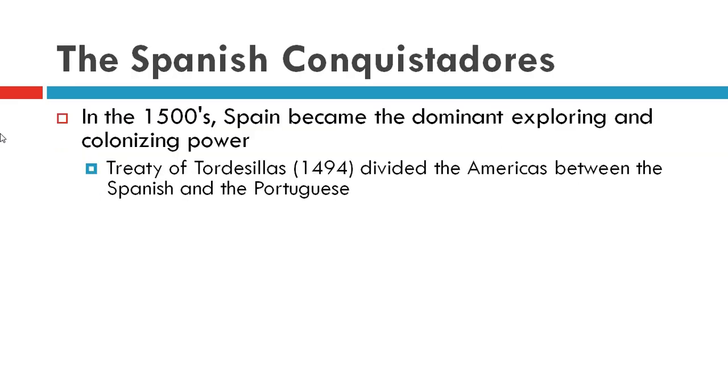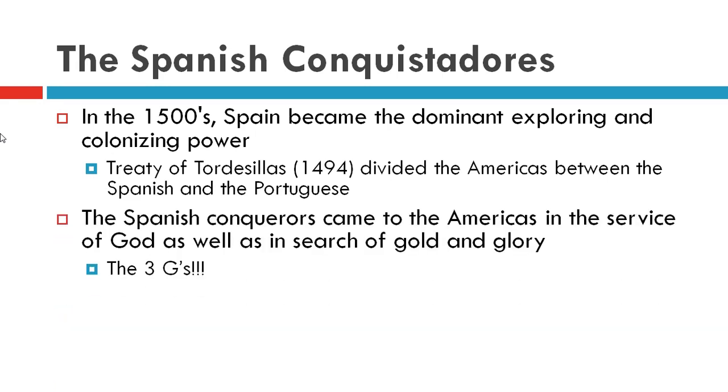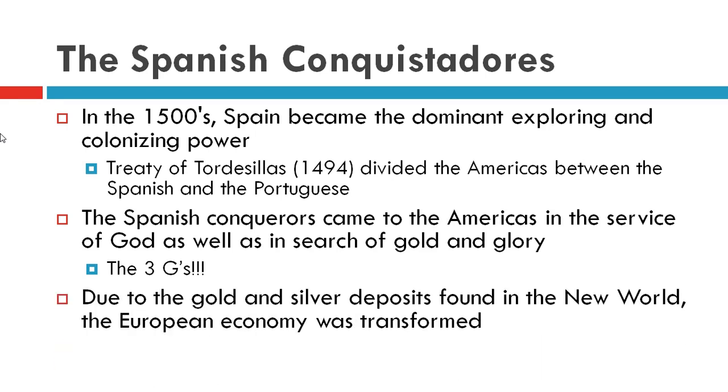Alright, so it was the Treaty of Tordesillas in 1494, which actually divided the Americas between Spain and Portugal, and therefore made Spain the dominant exploring and colonizing power in the New World. The Spanish conquerors came to the Americas in the service of God, as well as in search of gold and glory. And that's the three G's I referenced before. If you had to rank those in terms of importance, which do you think was numero uno? I'm going to go with gold.